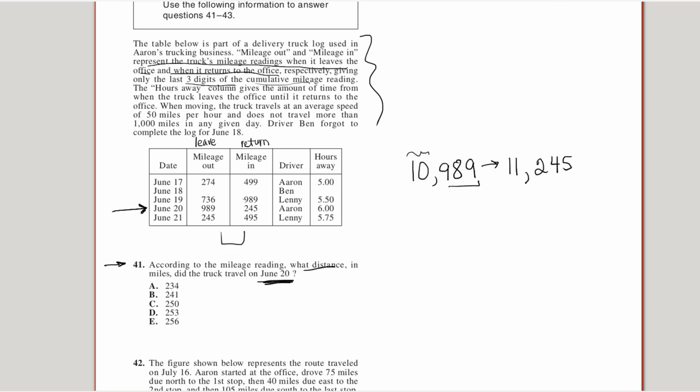This is the value that's in our chart, 989 and 245. These are the values that roll over. So on June 20th, what we need to look at as we went from 989 to the next 1,000th place is 11 miles. And then it rolled over and went 245 more miles, which gives us a grand total for the day of 256. So that's answer choice E. That truck on June 20th traveled 256 miles.